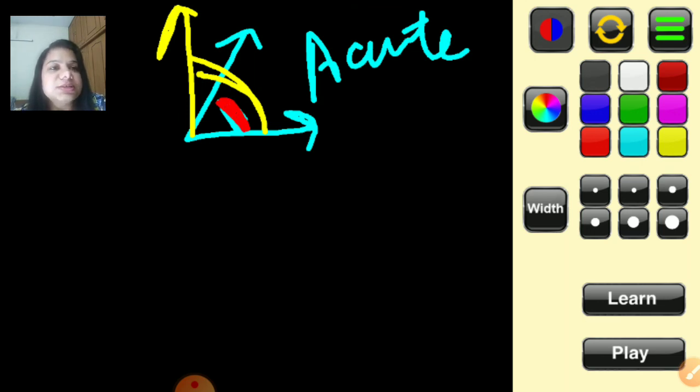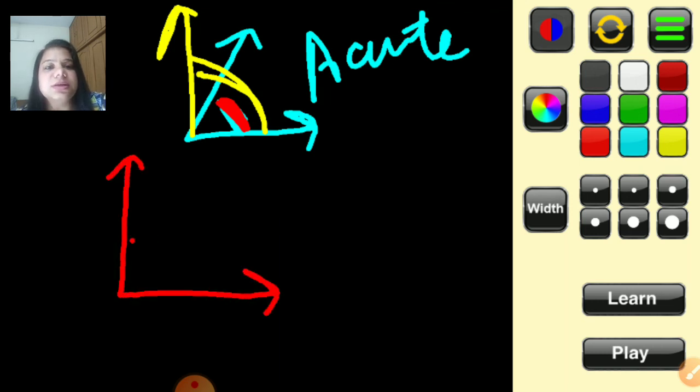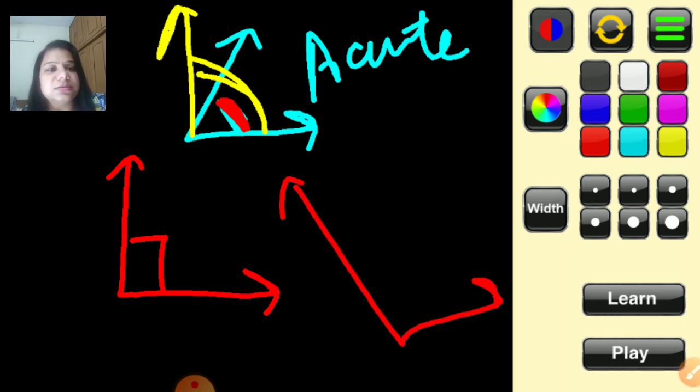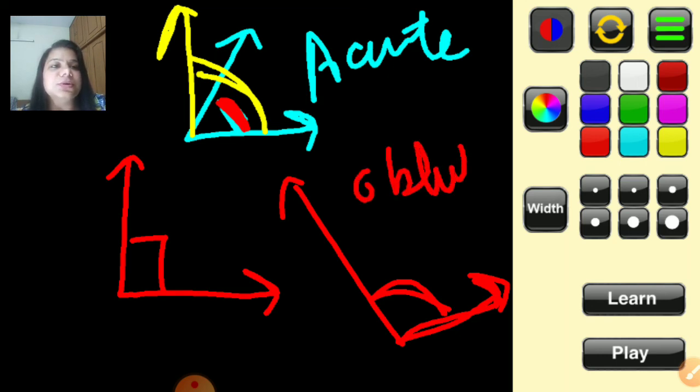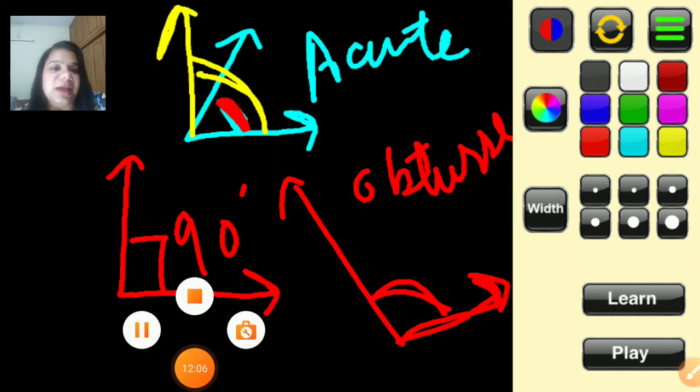Now next, if I take it like this, what is this? This is a right angle. And if I take it like this, the inclination is more than 90 degrees, so this is an obtuse angle. And this is a 90-degree angle, which is called a right angle. So I hope the pairs of lines and the angles are clear to you. Please revise it and enjoy learning.